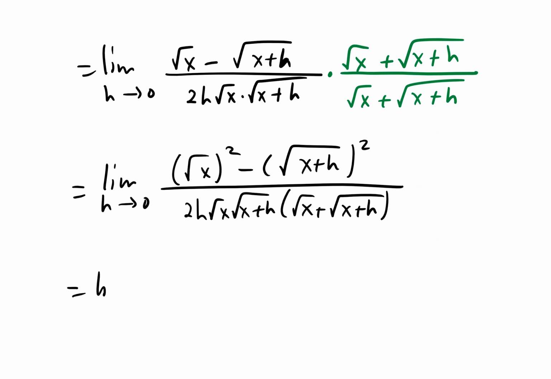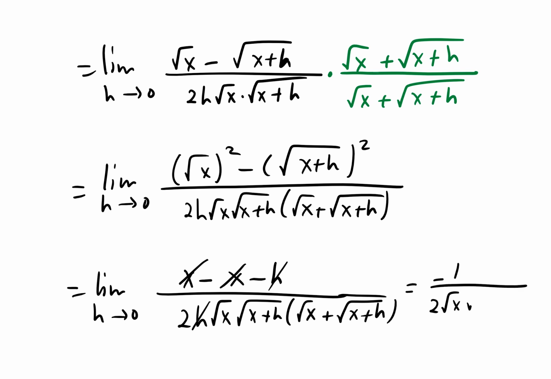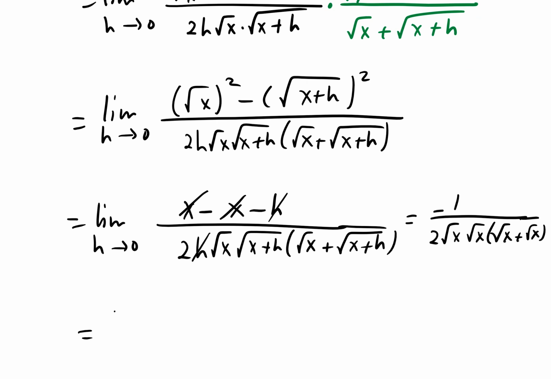Then what we need to do is, on the top we get x minus (x plus h). These cancel. 2h square root of x, square root of x plus h, times square root of x plus the square root of x plus h. The h cancels, so you get negative 1 over 2 square root of x, square root of x, times square root of x plus square root of x. Negative 1 over 2x times 2 square root of x. That gives me negative 1 over 4x root x.